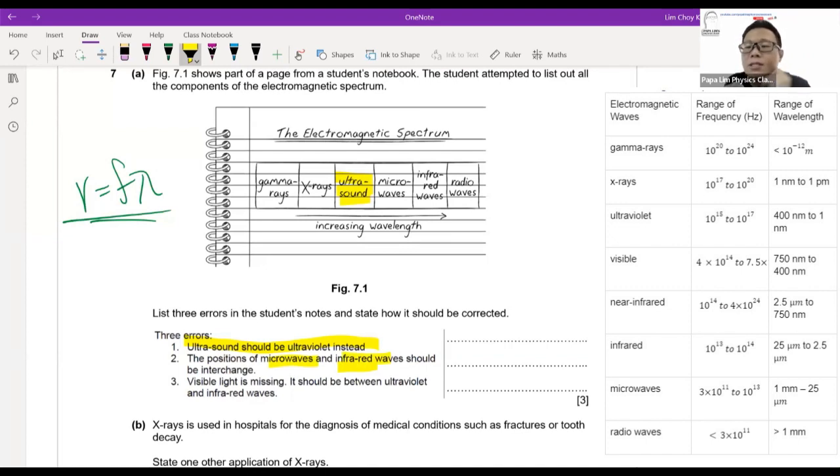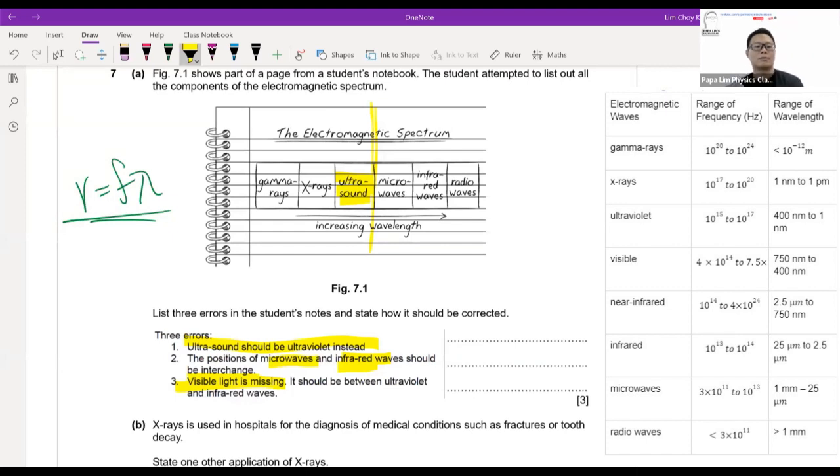And of course, for the EM spectrum, you need to know all the parts that contribute to the electromagnetic spectrum. In this case, you'll find that in the middle segment here, we are missing one important category of the EM spectrum, which is what we know as visible light. So you must take note of what is missing in the EM spectrum.